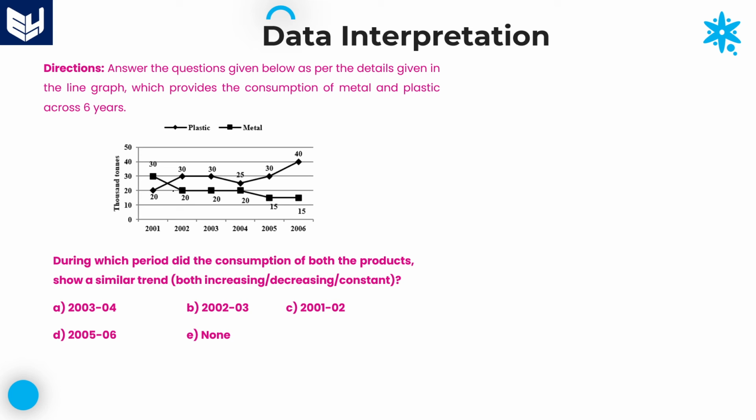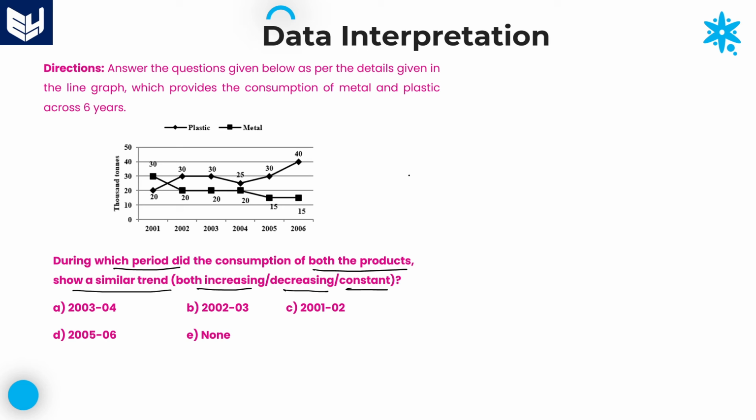Last question in this session. See here, during which period did the consumption of both the products show a similar trend? Similar trend in the sense it might be both are increasing, or both are decreasing, or else both are constant. Similar trend in which year, during which time period?